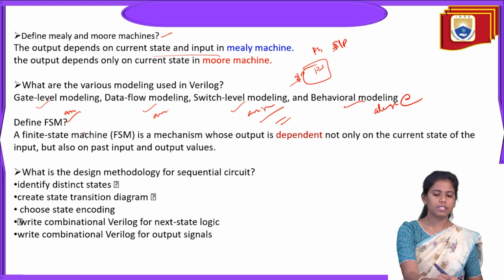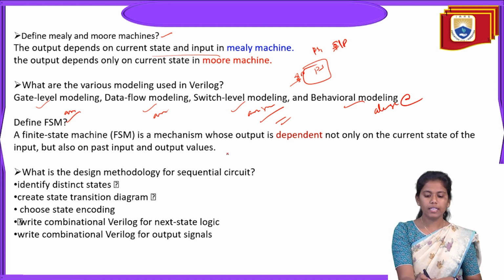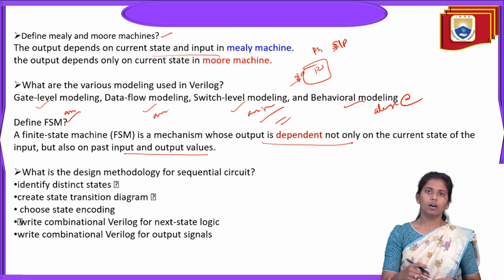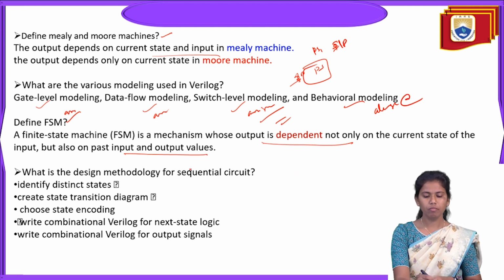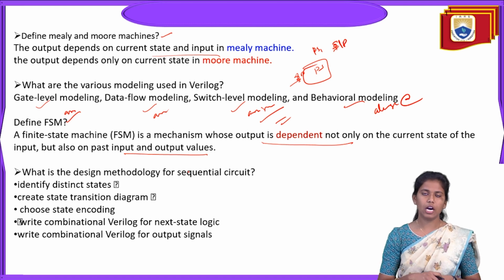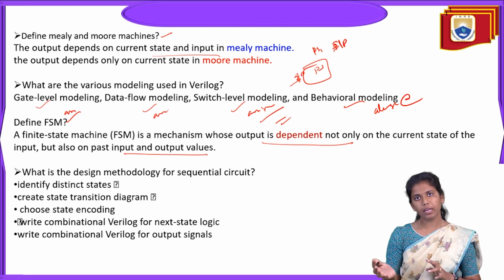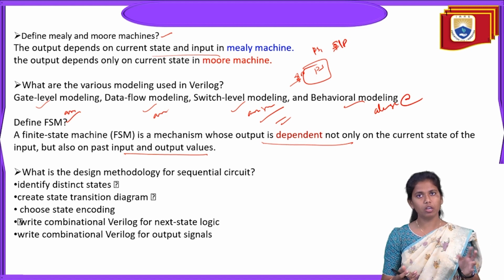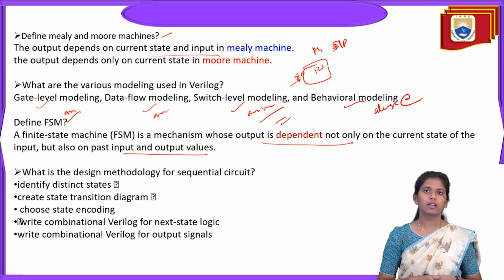Then, what is an FSM? FSM is finite state machine. It is a mechanism whose output is dependent not only on the current state of the input but also on past inputs and outputs as well. In these machines, the output not only depends on the present state, but can also be considered from the past state of the output and the past inputs. Such machines are the finite state machines. Under finite state machines, we have discussed the Mealy and Moore machines.